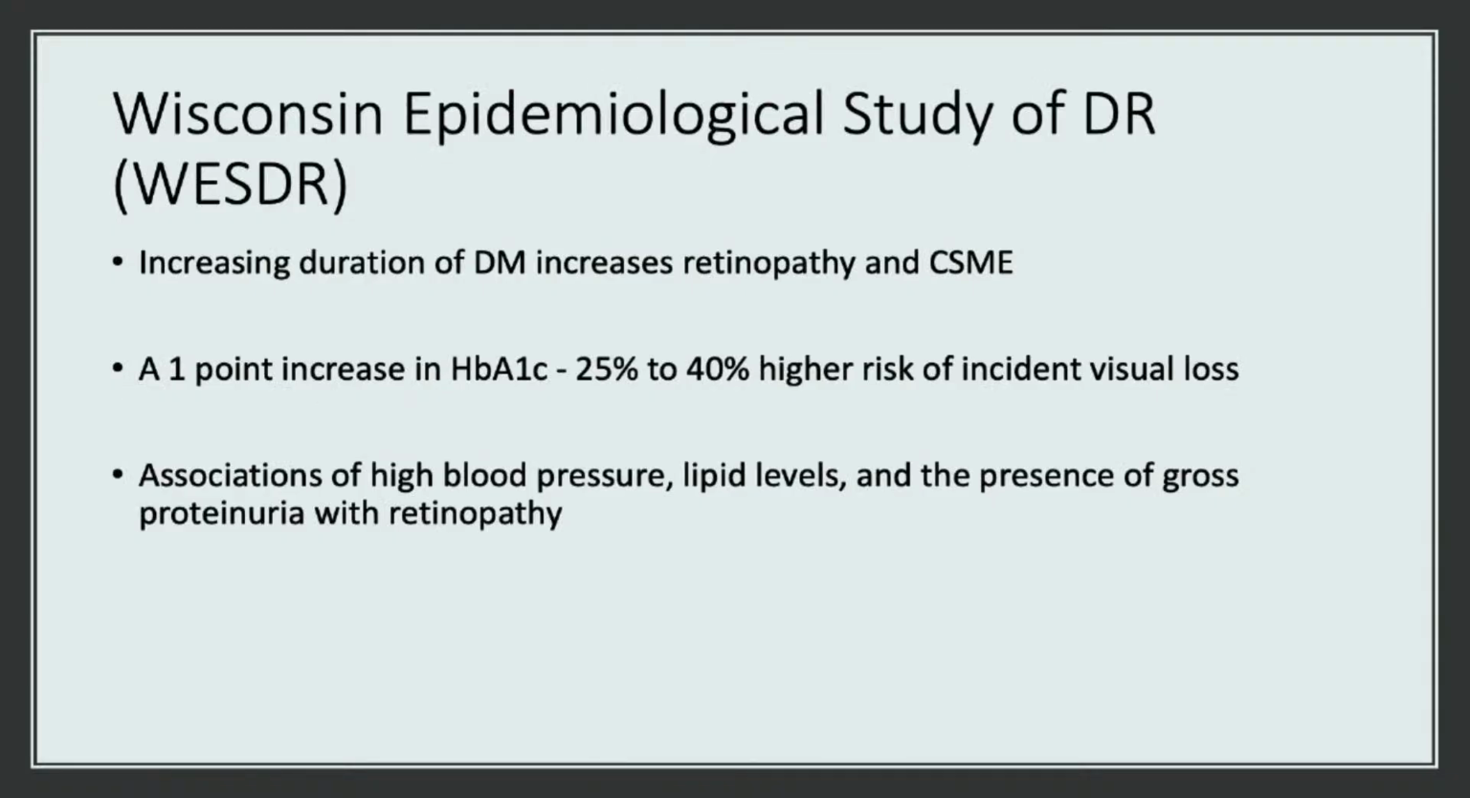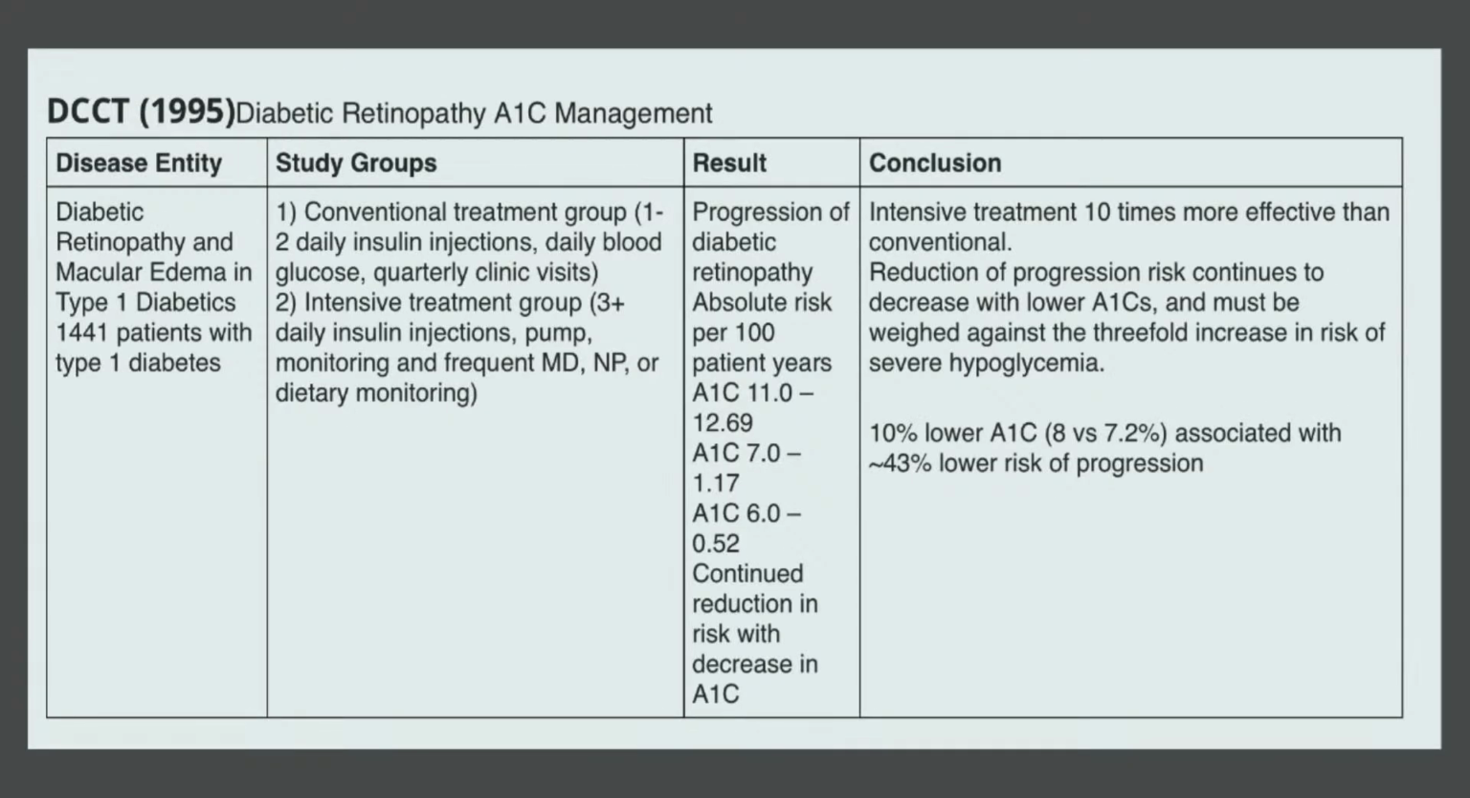It also told us that if there is a 1 point increase in HbA1c, there is a 25 to 40% higher risk of visual loss. So this study not only said that increased duration of diabetes leads to DR, it also said that if the HbA1c increases, it will also cause the problem. To verify these effects, they did the DCCT to check, does it have a role? Should we do very strict control?